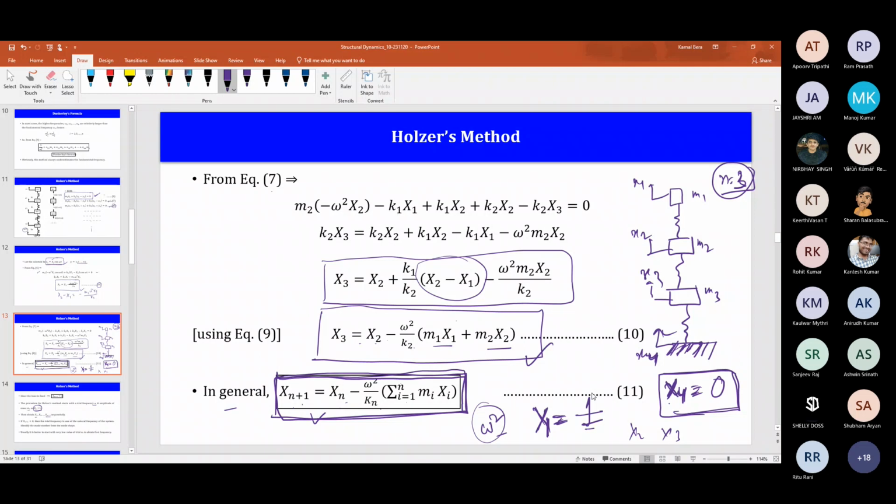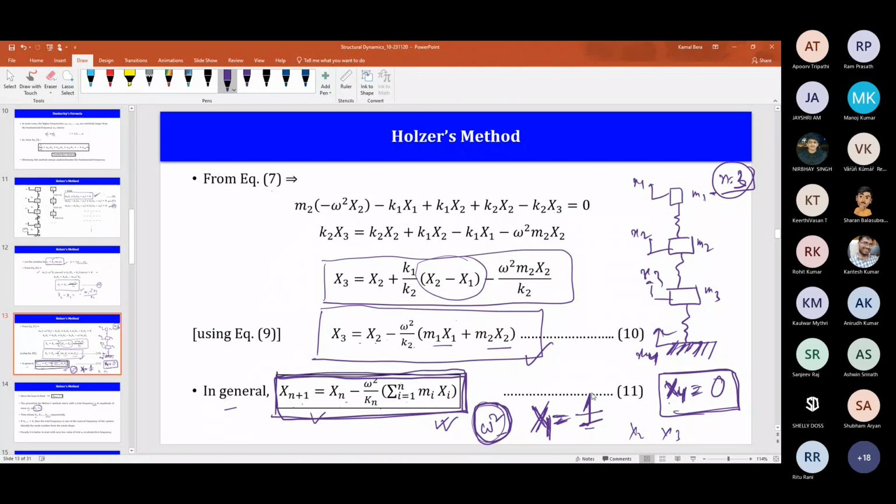Now, I am going to use this expression to find out my natural frequencies in a trial and error manner. So I am starting from the top, the first mass. Let us say x1, the amplitude of the first mass, is unity, and some trial value of omega, that means omega square.